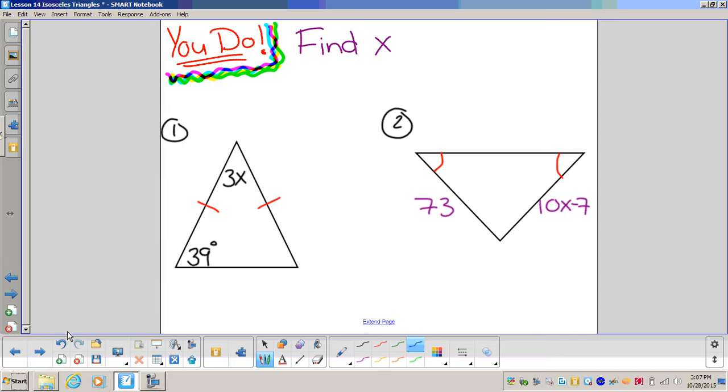So, two questions for you. Find the value of x in each of these isosceles triangles, and if you have questions, please ask in class.